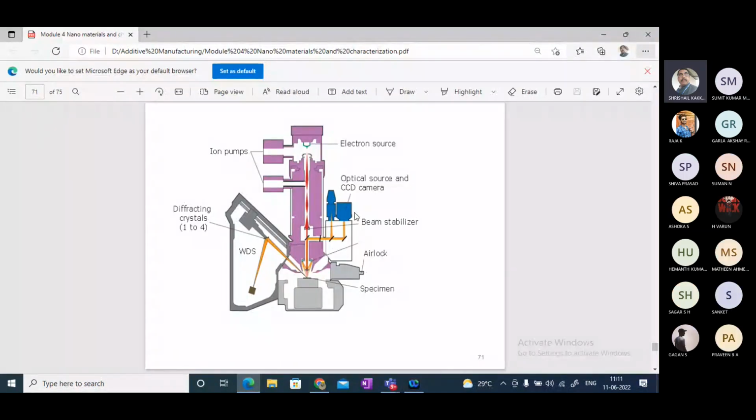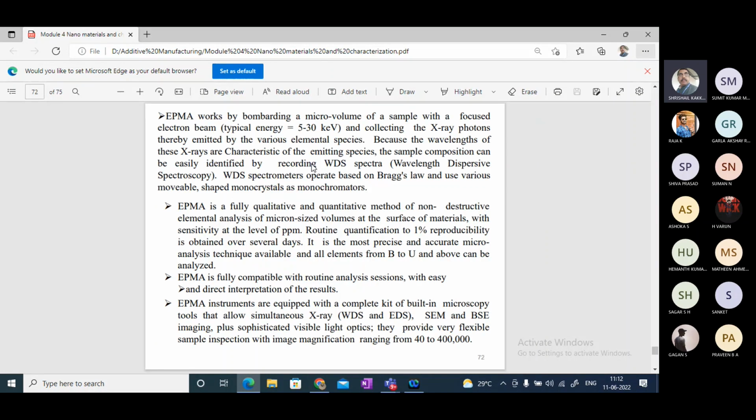Okay. And not all the electrons bombarded on the anode are converted into X-rays. Here also, around 1 to 2% of the electrons give you X-rays, and the remaining all generate heat. And here you need to remember another thing: the wavelength dispersive spectroscopy.